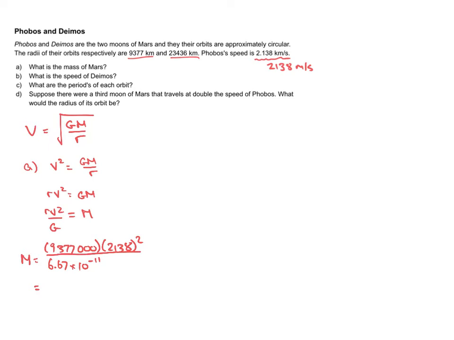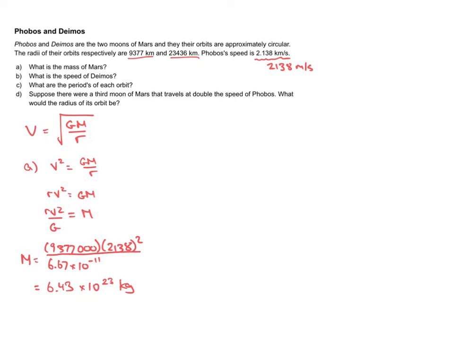And I am getting 6.43. I'm going to go to 3 sig figs based on that denominator value there. Times 10 to the 23. This would be in kilograms.